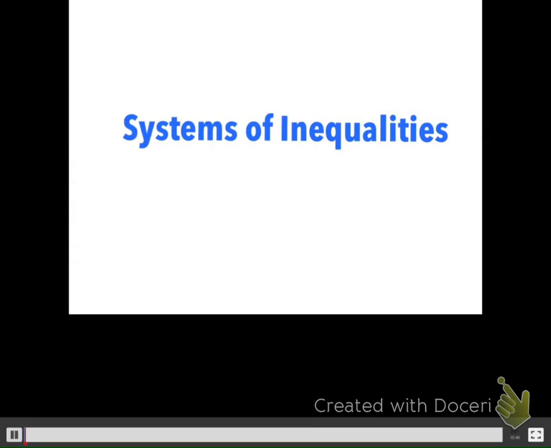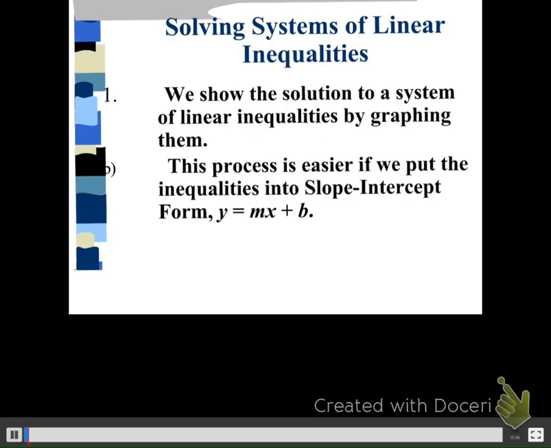Today's video is on systems of inequalities. We show the solution to a system of linear inequalities by graphing them. This process is easier if we put the inequalities into slope-intercept form.